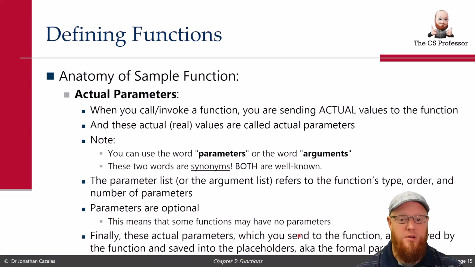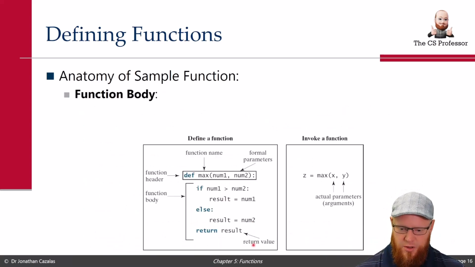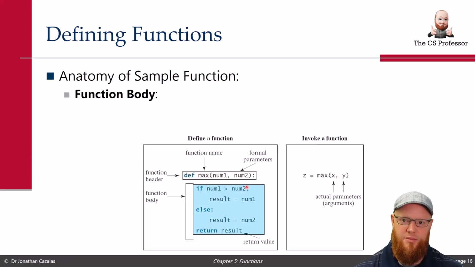These actual parameters that you're going to send over to the function, they are received by the function and they are saved into those placeholders that are officially named formal parameters. So again, here are the actual parameters and here are the formal parameters. What remains is just the function body. That's that collection of statements grouped together to perform a particular task. In this case, in the first 4 lines of the function body here, we're simply determining which is the bigger number, num1 or num2. That larger number was saved inside the variable result.